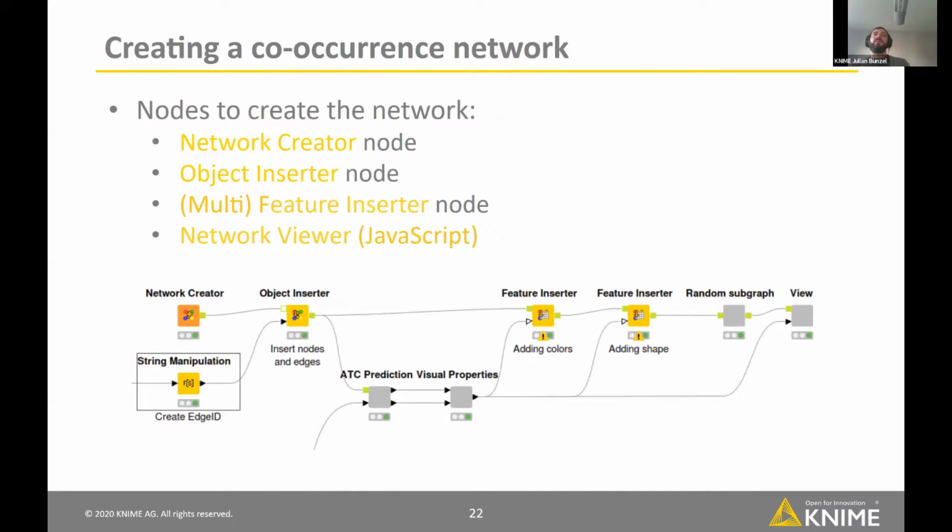To create the network, we actually use 3 or 4 nodes in this case. The first one is the network creator node, which basically just creates a data type that stores the network in the background. So in the beginning, it's just an empty network. And afterwards, we use the object inserter, which adds nodes and edges. We use the feature inserter node, which adds visual features to the network. And then we can use the JavaScript network viewer to actually view our network.